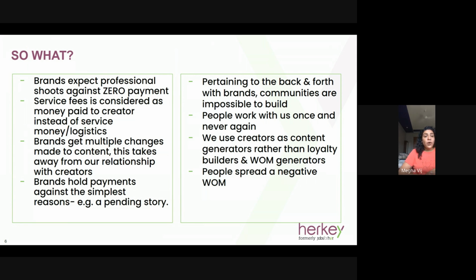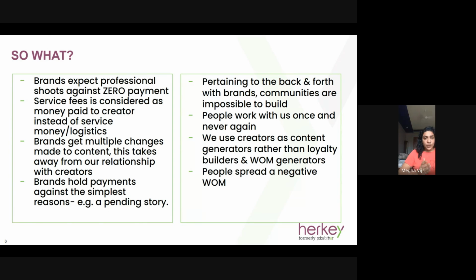Now, brands got multiple changes made to their content because their expectation was that content has to be high quality that we can host on our website and we can use as a photo shoot on our Instagram. But that was never the purpose. The purpose was that we want marketing out of this and we want more and more people to see the brand.